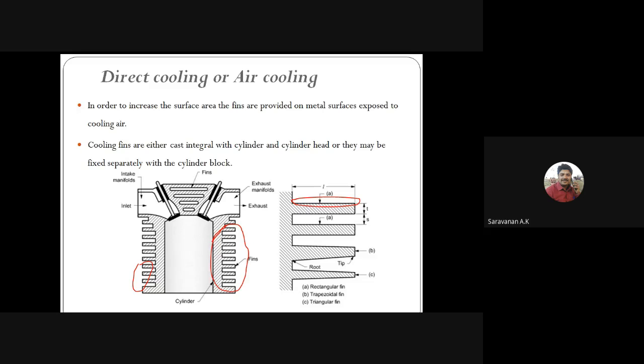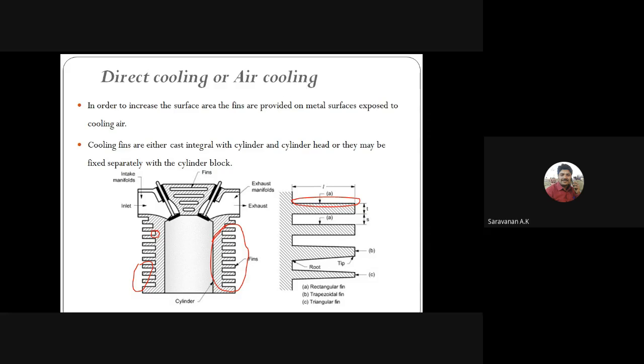Why? Because these are the spacings between the fins. If we increase the number of fins, the spacing between the fins may reduce, which causes a reduction in heat loss. Increasing the number of fins may give a higher heat transfer rate, but when the space between the fins reduces, it will reduce the heat transfer rate. So the number of fins and the spacing between the fins are important for the direct or air cooling system.